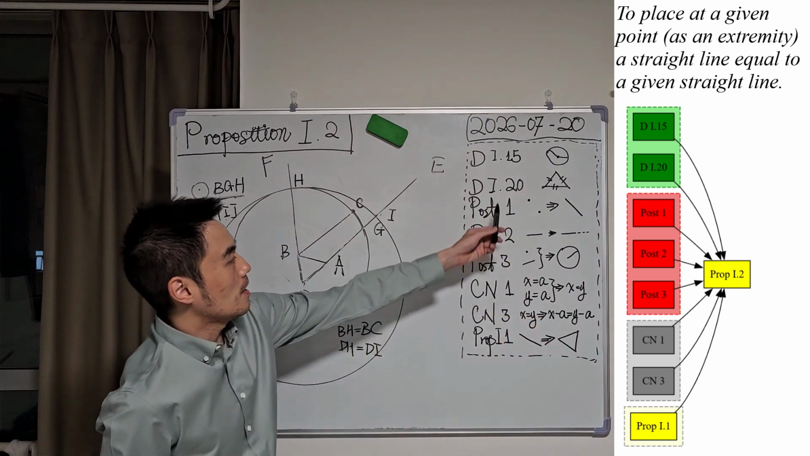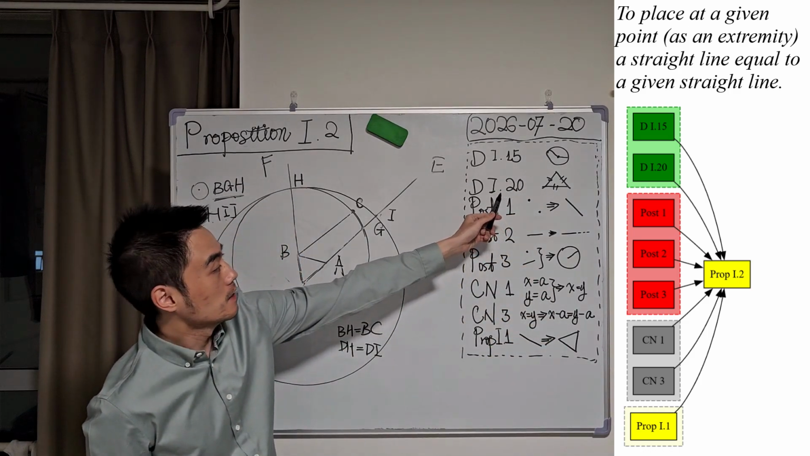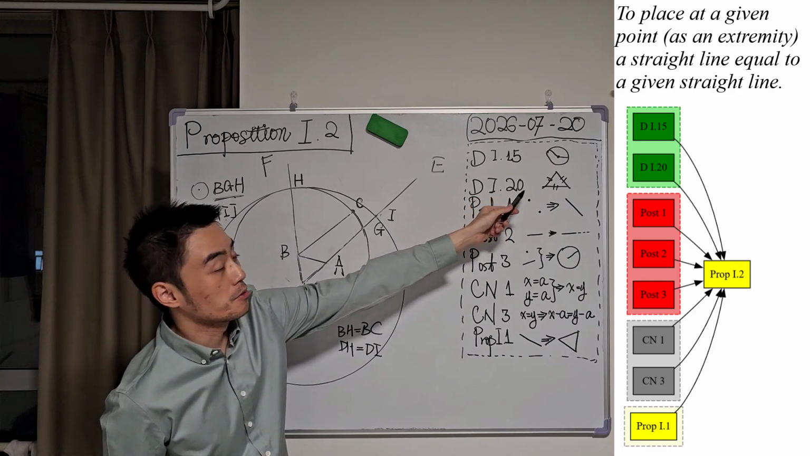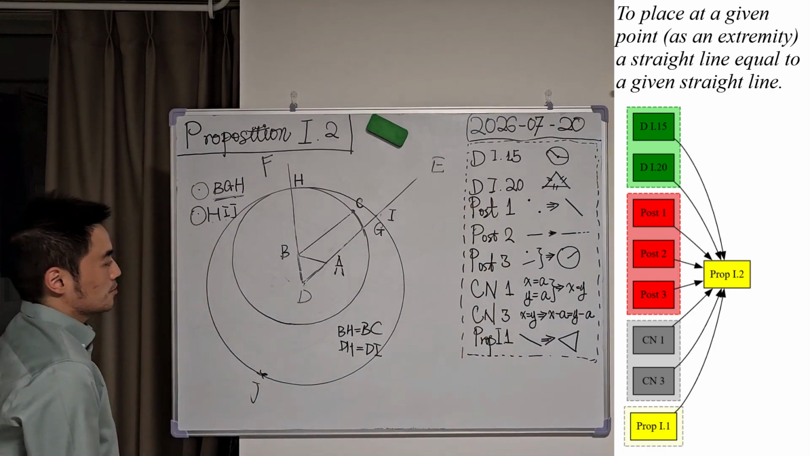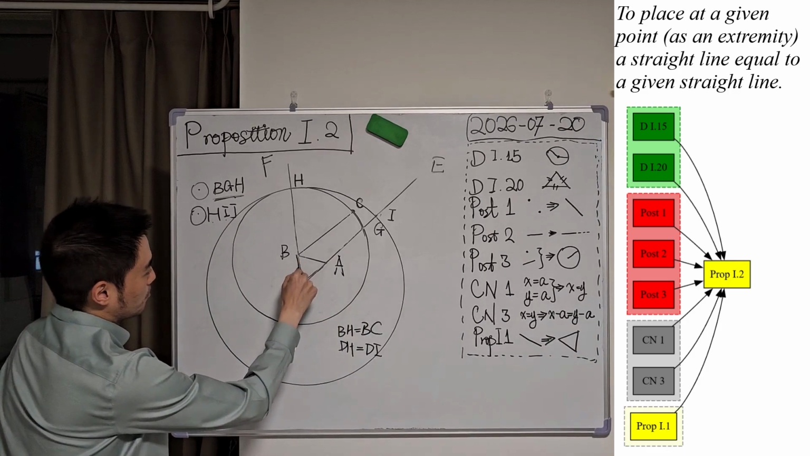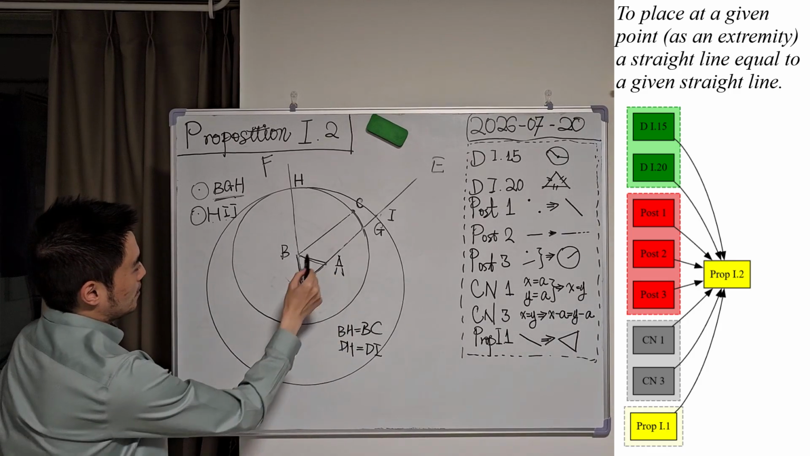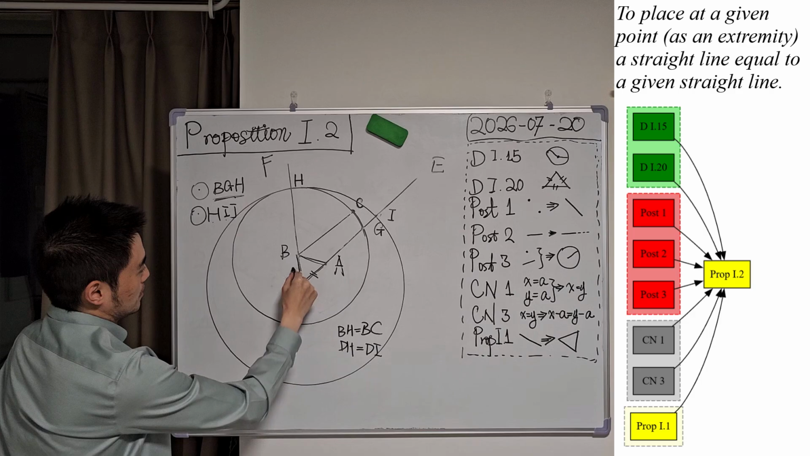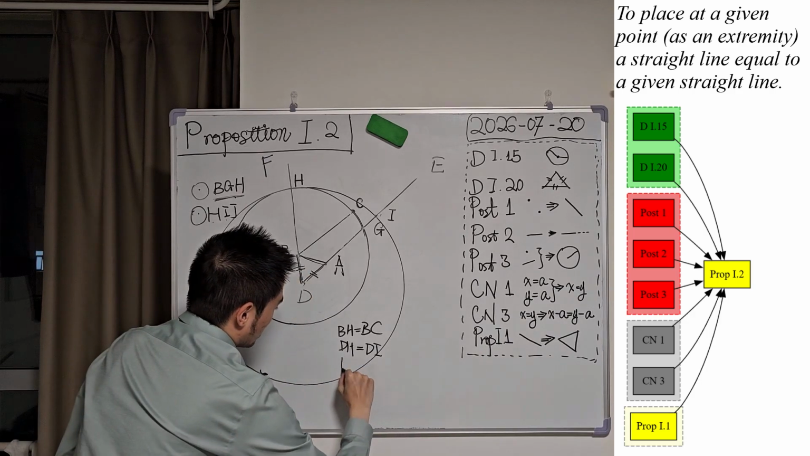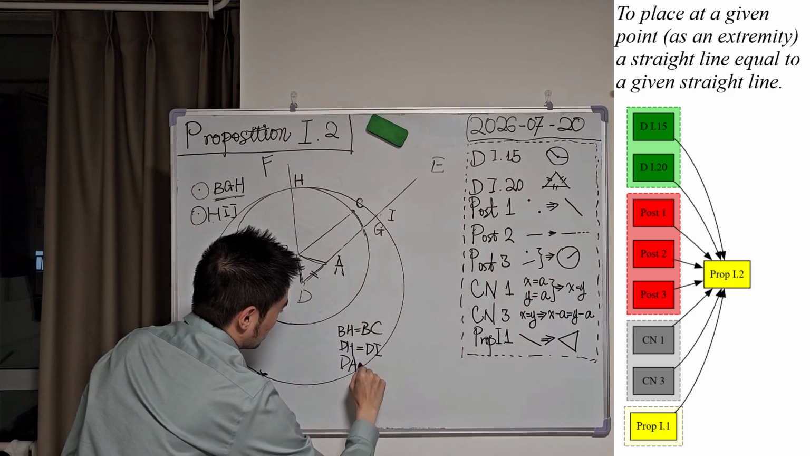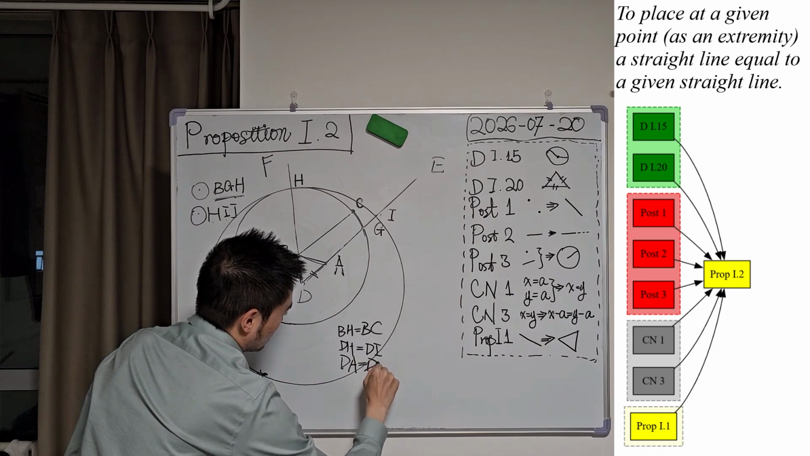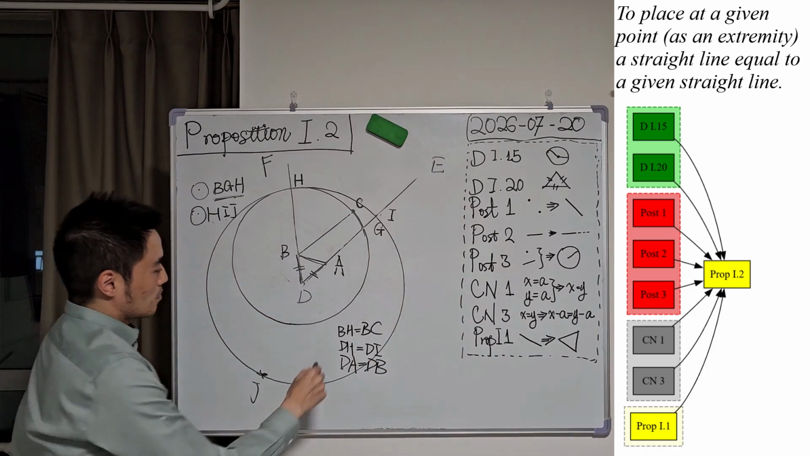And recall definition 20, it defines what an equilateral triangle is. So this is an equilateral triangle, so we have DA is equal to DB. DA is equal to DB. Great.